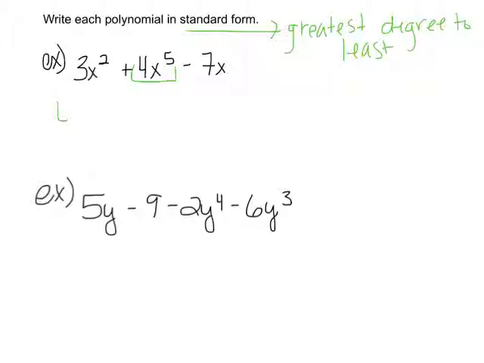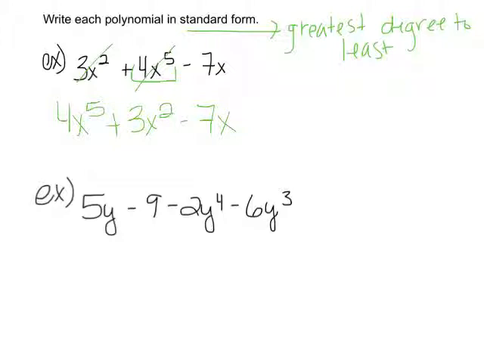And I'm just going to write 4x to the fifth, and then I'm going to cross that one off because I already used that term, and then I have plus 3x squared, because a squared is higher than the negative 7x. And then I'm just left with that negative 7x. So I'm going to bring that down. Go ahead and pause the video and try this one on your own.